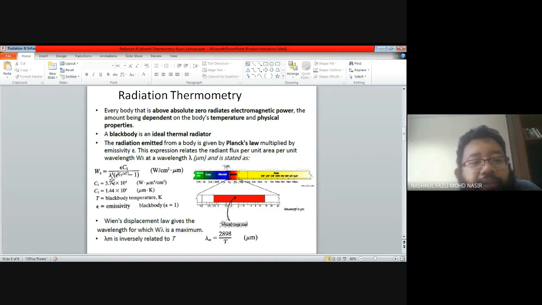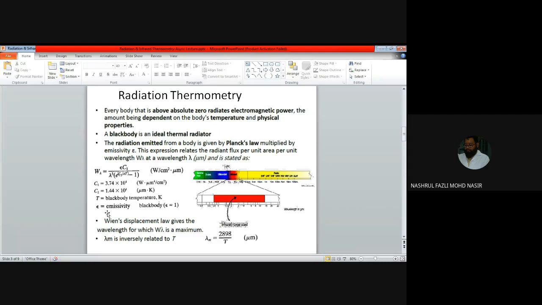So you have this equation. It's C2 divided by lambda T. And so T, what is T? T is the black body temperature. You need to use Kelvin. Emissivity, they will give; for the black body it's usually 1. If it is not a black body, you will have another number for it.